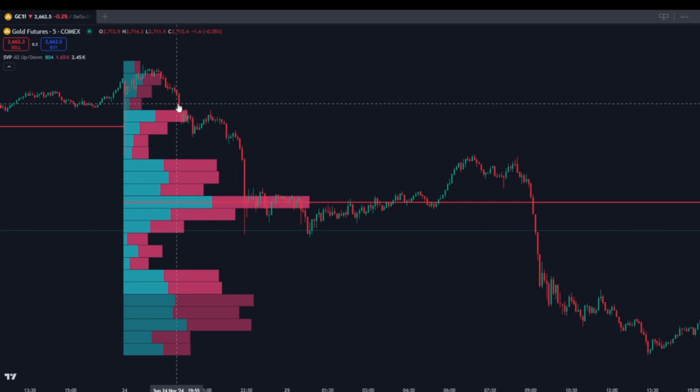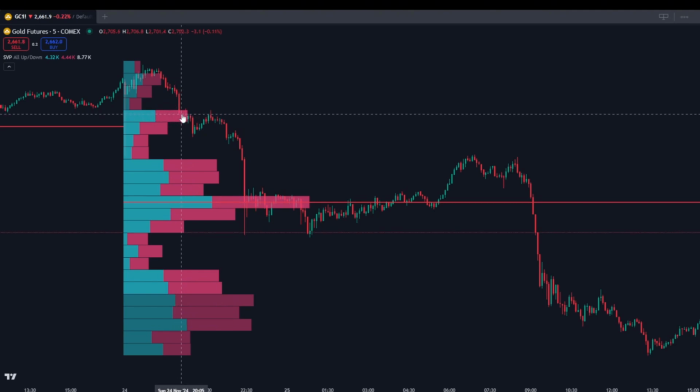We had just fallen a bunch, so there's probably a lot of buyers stopping this drop. We dropped down a little bit, and we traded up in this region a little bit more for many minutes, almost an hour in total. So there's a decent amount of volume.